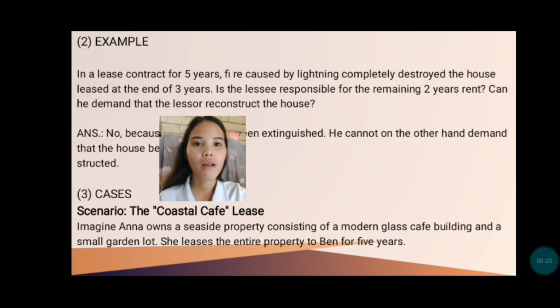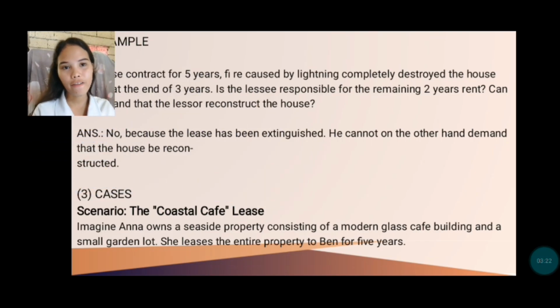Example 2. In a lease contract of 5 years, a fire caused by lightning completely destroyed the house at the end of 3 years. Is the lessee responsible for the remaining 2 years' rent? Can he demand that the lessor reconstruct the house? Answer: no, because the lease has been extinguished. He cannot, on the other hand, demand that the house be reconstructed.